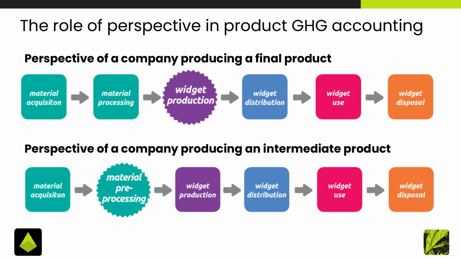Let's examine perspectives in product greenhouse gas accounting. For a company producing a final product, we start with material acquisition and proceed through material processing, production, distribution, use, and disposal of the final widget. This full circle approach allows businesses to assess total emissions impact. In contrast, for a company producing an intermediate product, it starts from material acquisition to pre-processing, then production before handing off to the final product manufacturer. Here, the focus is on emissions up to pre-processing, guiding strategies to optimize efficiency before further processing. Both perspectives are crucial for effective environmental management across the supply chain.